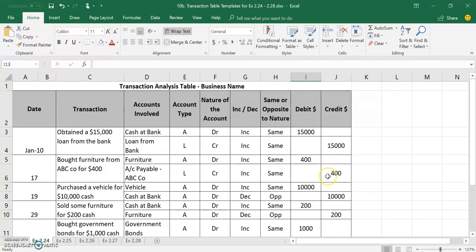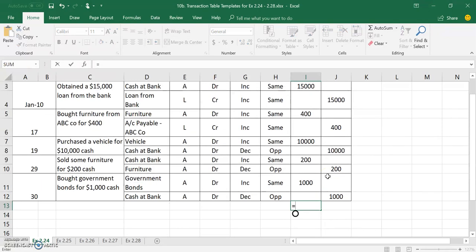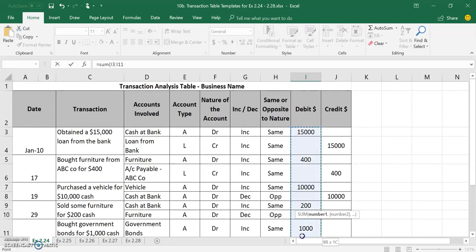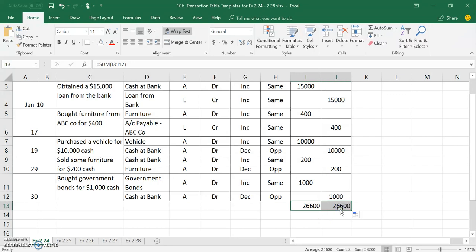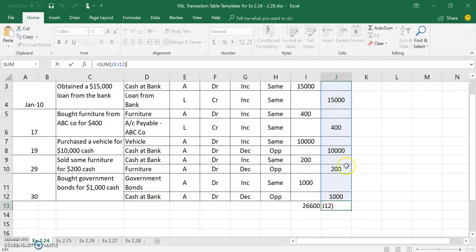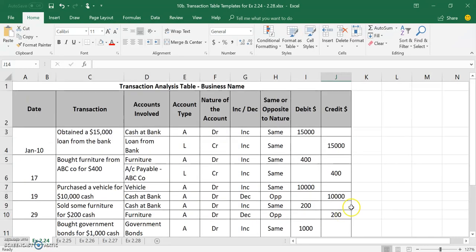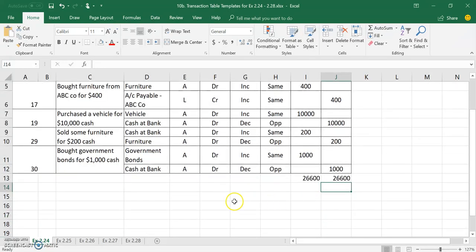Now just to double check that my debits and my credits are equal, I'm going to do a sum of that column, so it's equals sum, and then let's just highlight those. Close my brackets, so that's 26,600. If I click and drag that across, and if I click on that column, see how it's dragged across the formula. It's adding up that same column. And so my credit column is also $26,600, and so yay, my debits and my credits are equal.